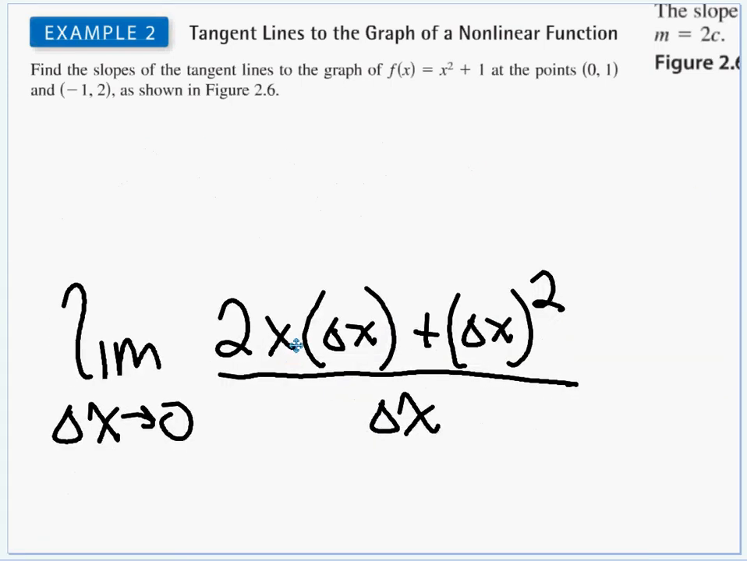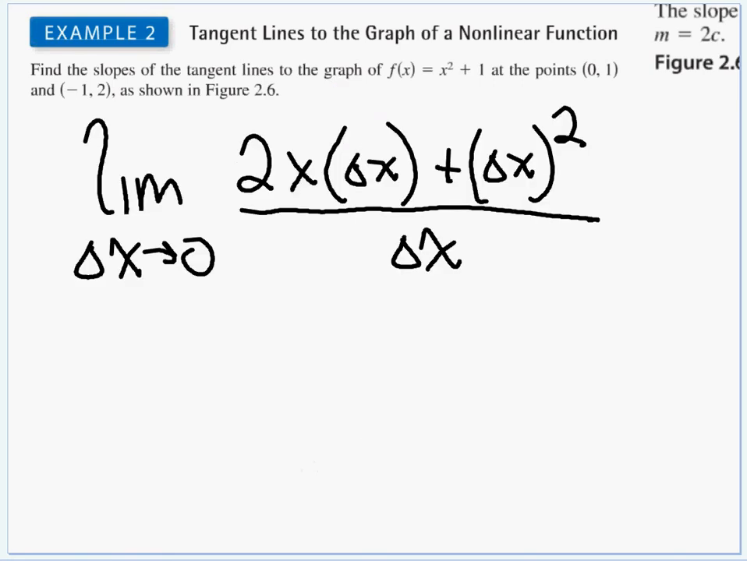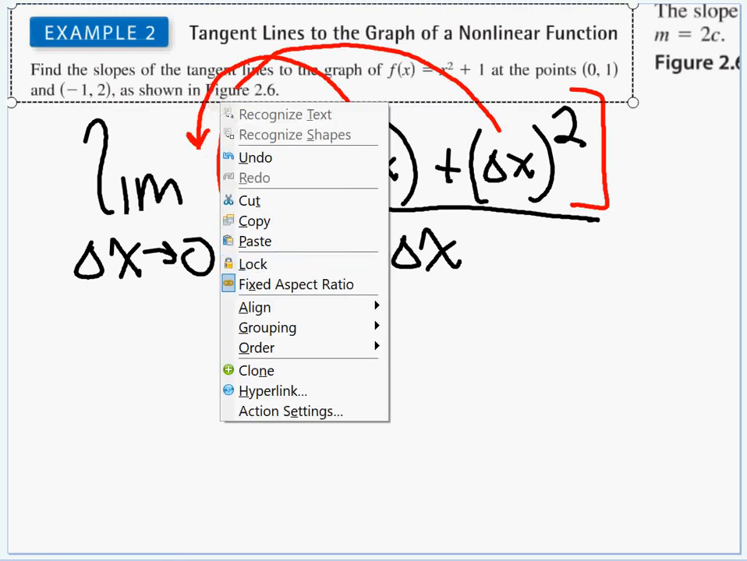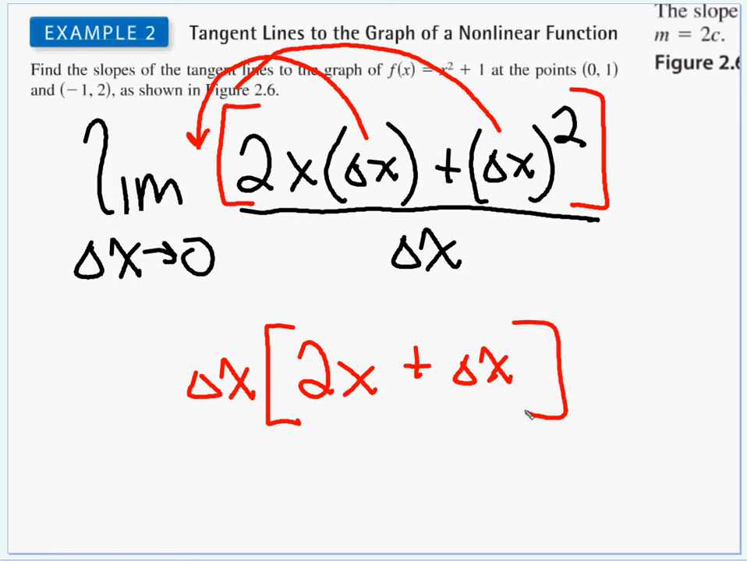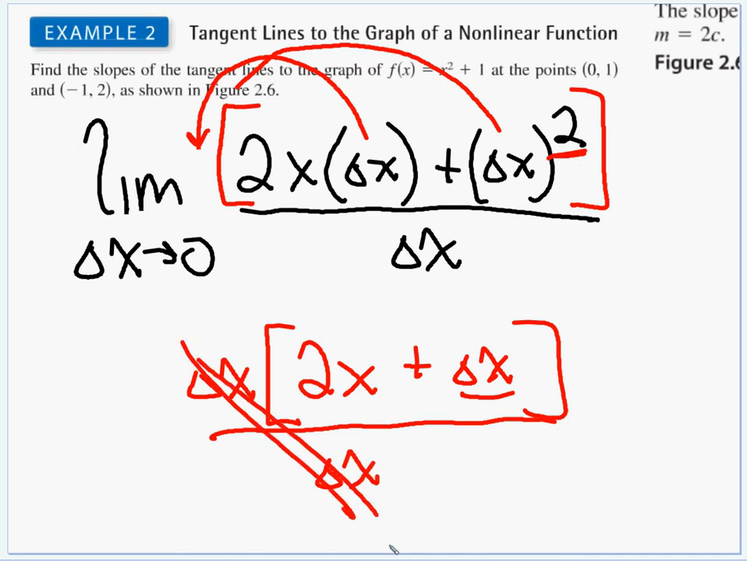Now there's a couple ways to think about it. The safer way, in this numerator, if I put some red brackets around it, we can factor this delta x out front, and then cancel it with the delta x downstairs. That would look like this. We factor out the delta x. That would leave a 2x plus, and there would still be one of these delta x's left because this was squared. And this is all over delta x, so those would cancel out.